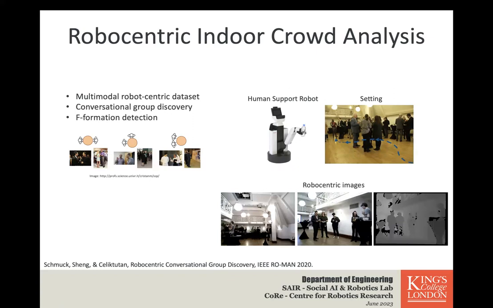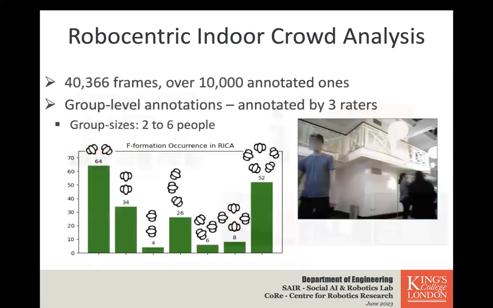whether we can recognize these conversational groups from the robot's perspective, and then how we can use this information to help robots navigate a human environment, as shown here, in a socially aware manner. And of course, this is how the data looks from the robot's perspective, because we used only the robot's onboard cameras, and we were also able to use depth cameras as well.